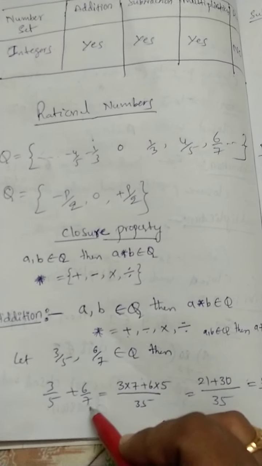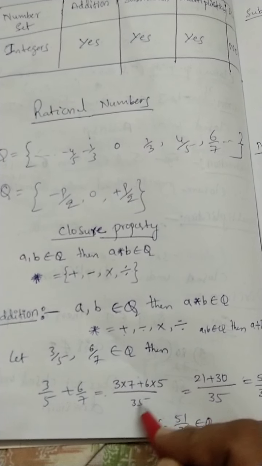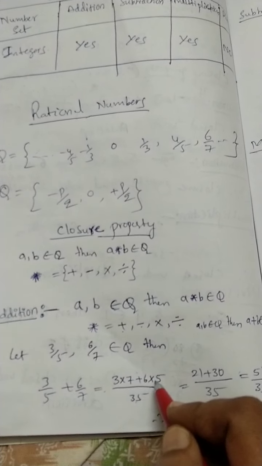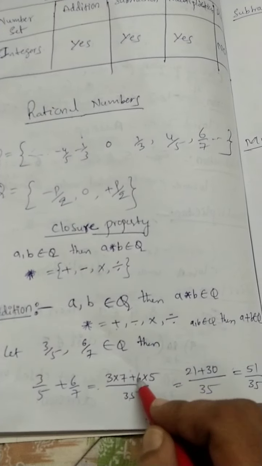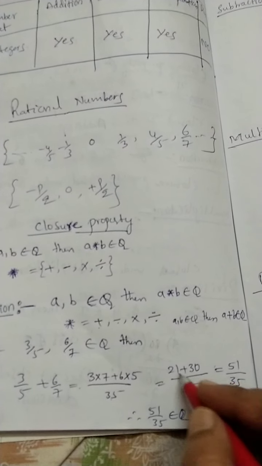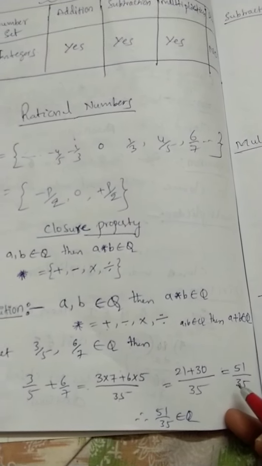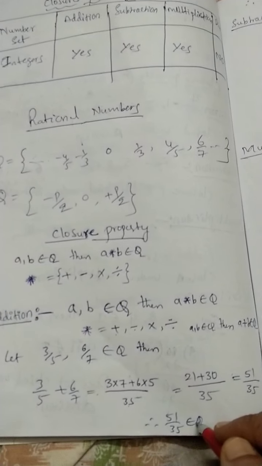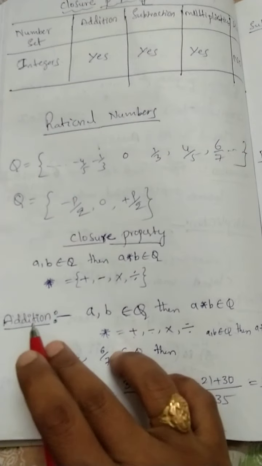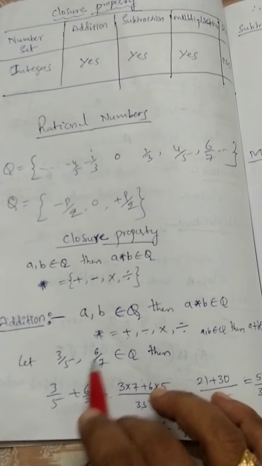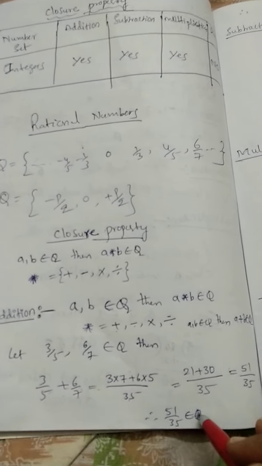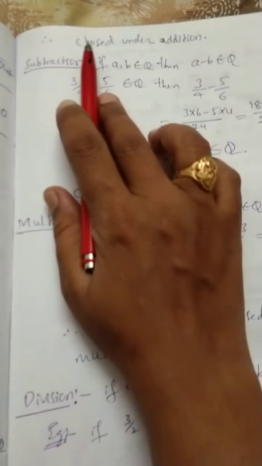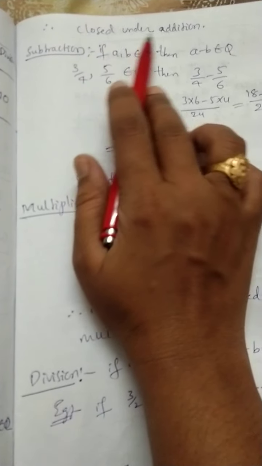3 by 5 plus 6 by 7 is equal to, take the LCM, 35. So 3 into 7 plus 6 into 5. 3 7s are 21 plus 6 5s are 30, by 35, is equal to 51 by 35. Now 51 by 35 is in the p by q form only, so that is a rational number. Now see, the closure property is closed under addition. Why? Because if you take any two rational numbers, the sum is also a rational number. That satisfies the condition. So the closure property is closed under addition. That is the only statement; see, the conclusion I also wrote: closed under addition.